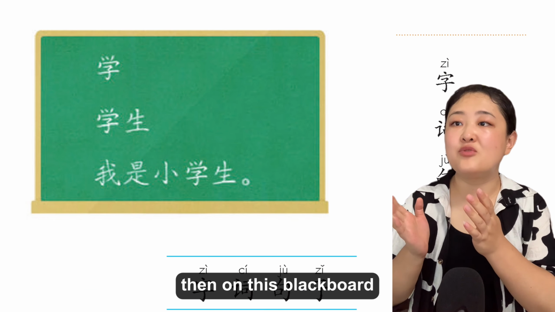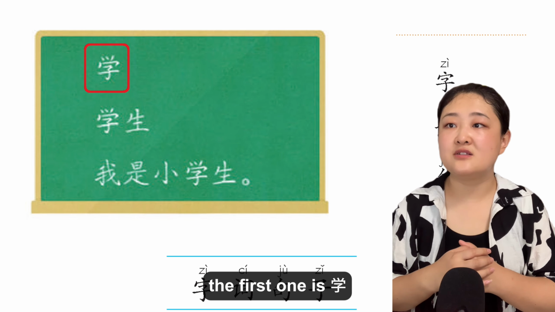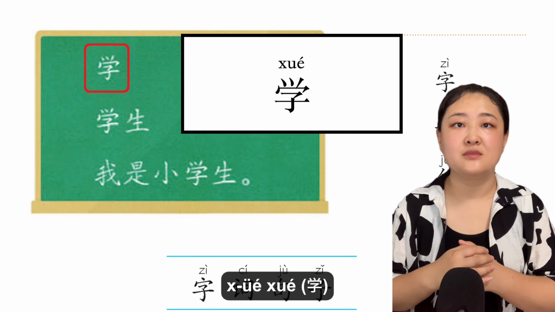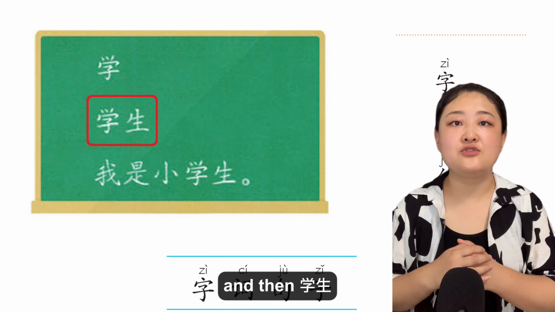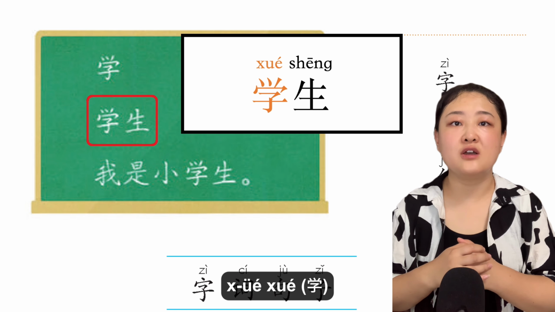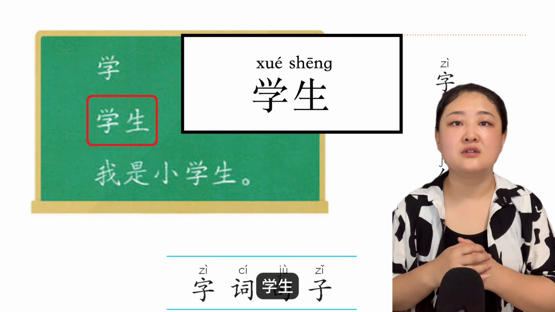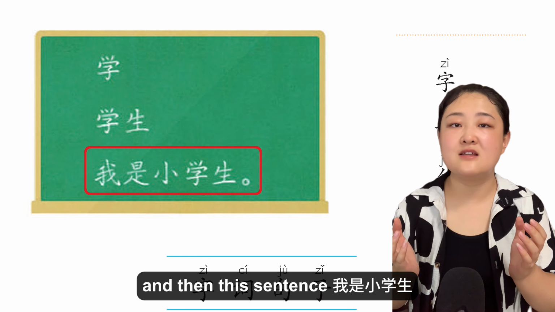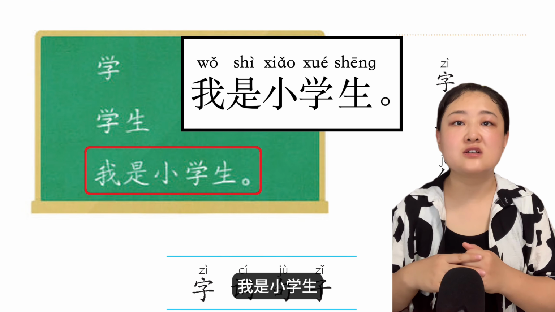And then on this blackboard we have these characters. Review after me. The first one is 学, 西约学. 学 means to learn or to study. And then 学生, 西约学. 师恩生, 学生. A 学生 is a student. And then the sentence 我是小学生. Repeat after me. 我是小学生.